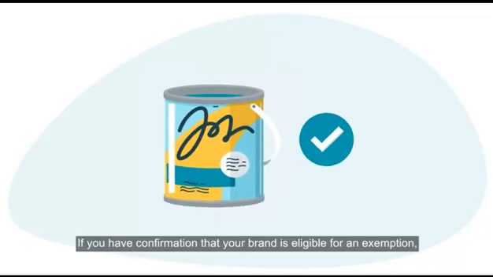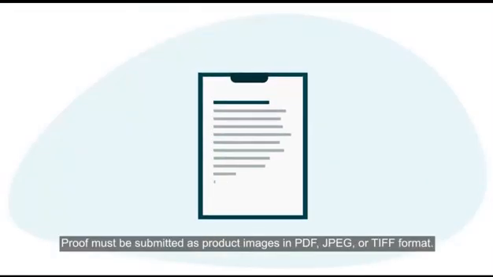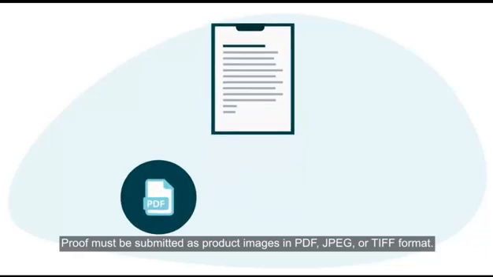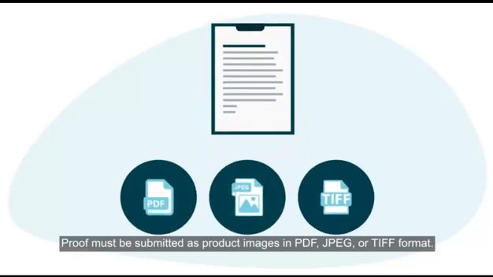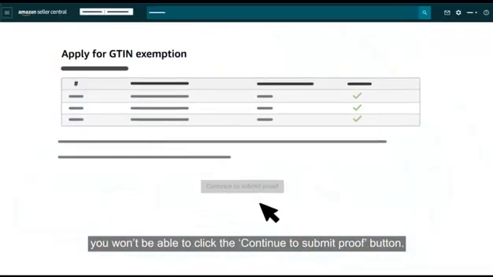If you have confirmation that your brand is eligible for an exemption, click Continue to submit proof. Proof must be submitted as product images in PDF, JPEG, or TIFF format. If your product isn't eligible for an exemption, you won't be able to click the Continue to Submit Proof button.